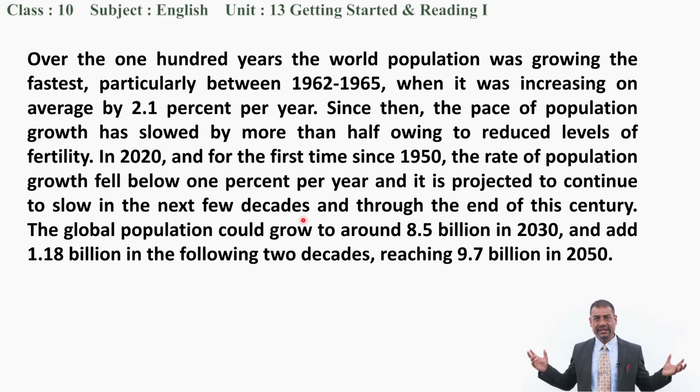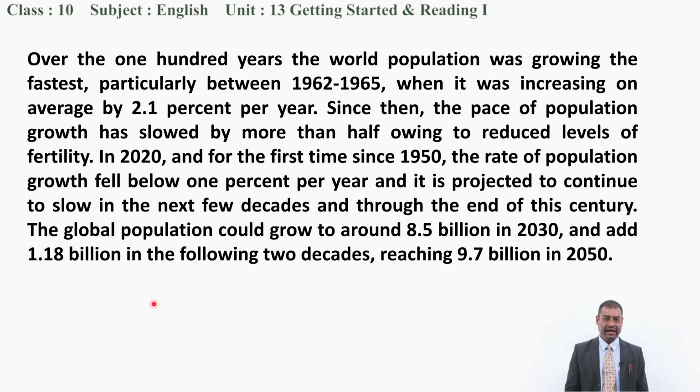And do you know what decade means? Good. One decade equals 10 years, and here, in the next few decades, okay. And through the end of this century, the global population could grow to around 8.5 billion in 2030. So what would be the number of population in 2030? Now we are in 2024. Okay, so how many years to 2030? Yes, 6 years. Now in 2030, what is the number of population? What will be? So yes, you are right again, 8.5 billion.